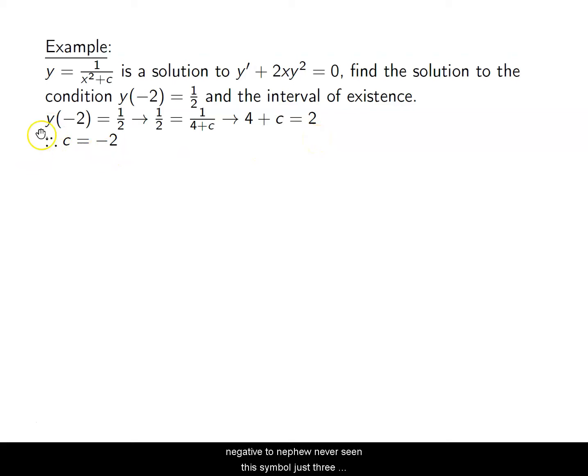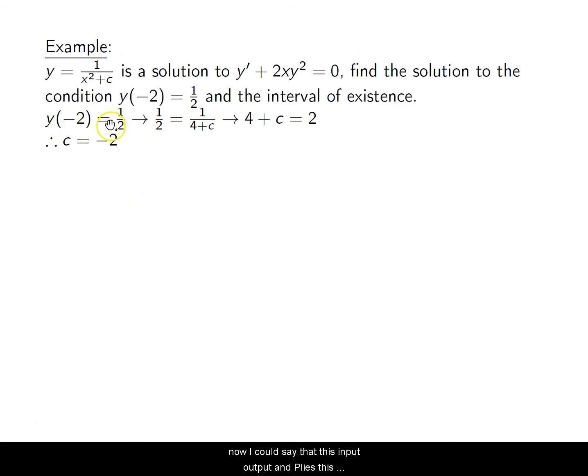Now, if you've never seen this symbol, these 3 dots mean therefore, and you say it just like you would in a sentence. y of -2 equals 1/2. This arrow means implies, right? So when I plug in -2, I get out 1/2, which implies that my equation looks like this, and this implies that this is my setup for c, and when I solve for c, therefore c has to be -2. Okay, so I'm going to use this shorthand notation quite a bit. Hopefully this is semi-familiar to you from your previous instructors, but that's how this class is going to go.